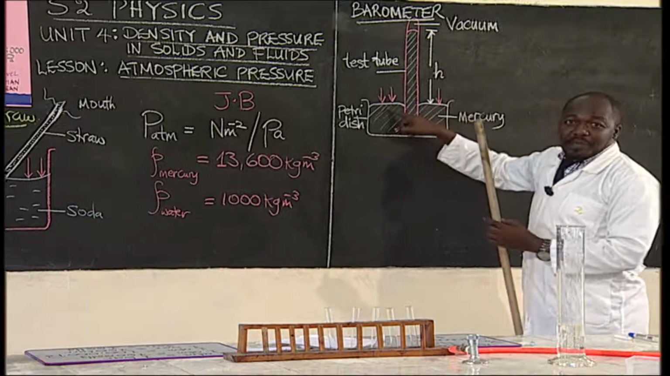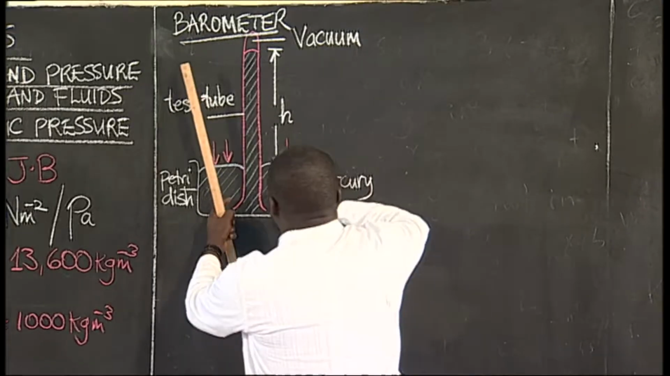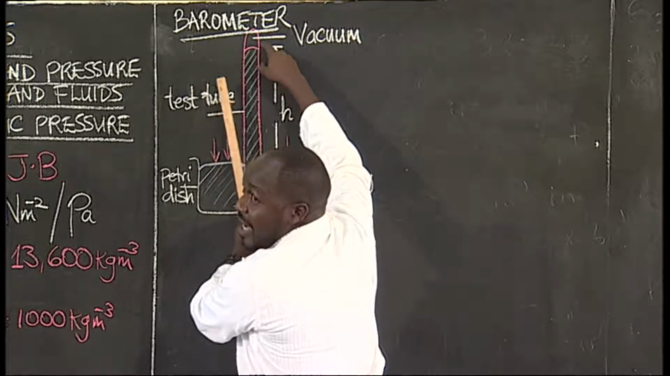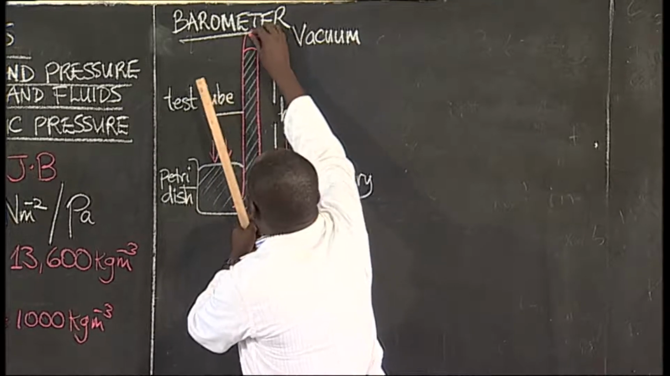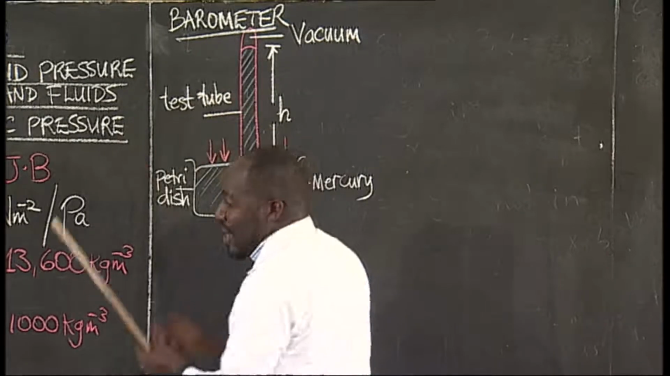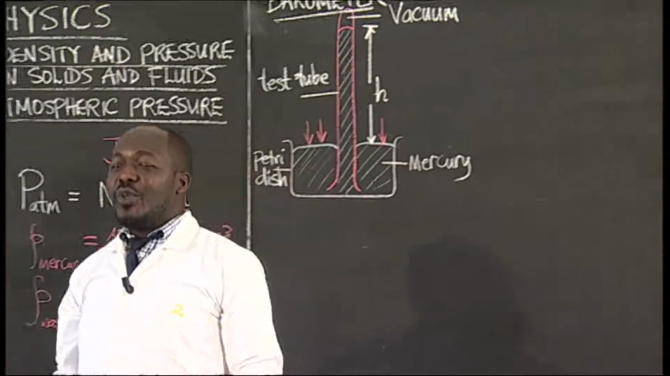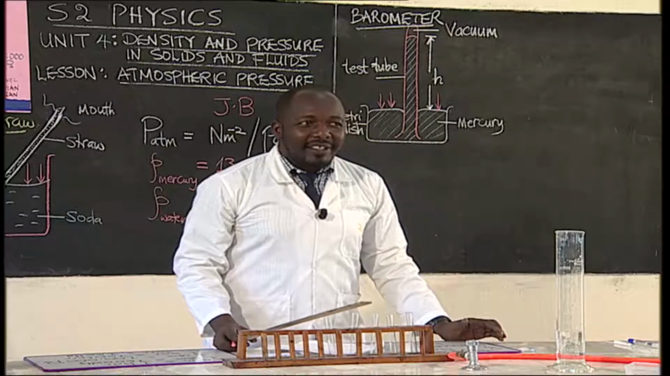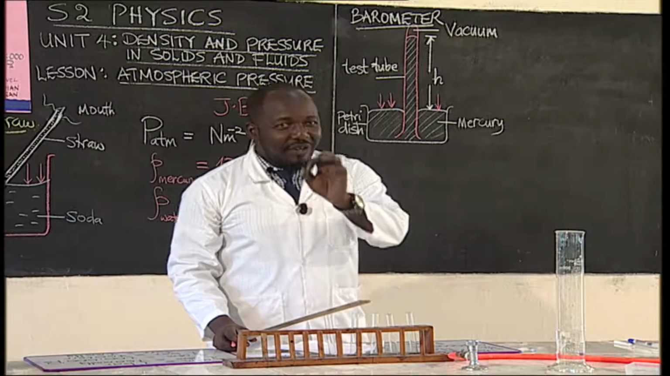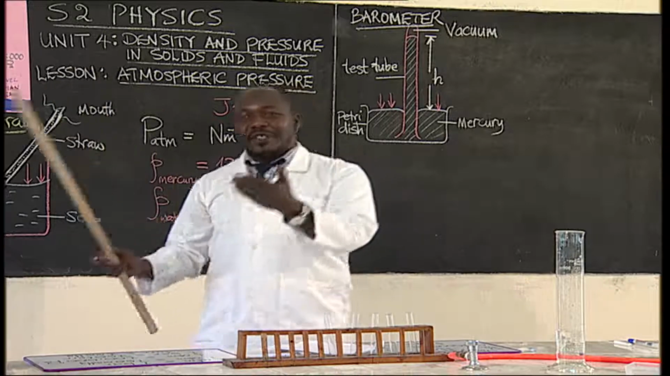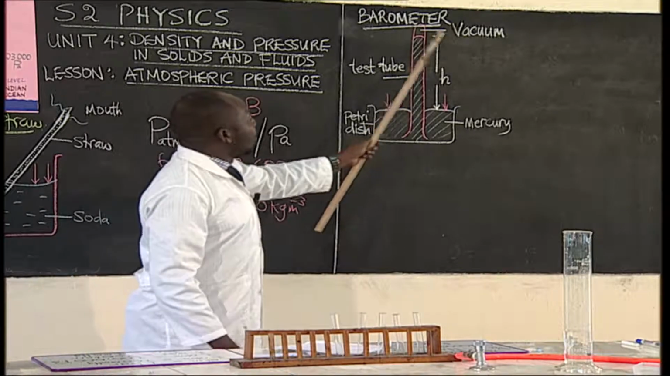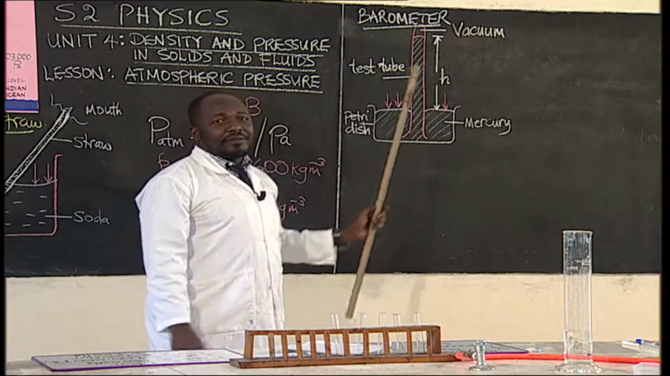This is atmospheric pressure, causing the mercury to rise in the test tube. But it will only rise to a certain height. And there's going to be an empty space above the mercury. What do you call an empty space without anything? Vacuum. Good. Vacuum is a space without anything. So above this mercury, we are going to have a vacuum.